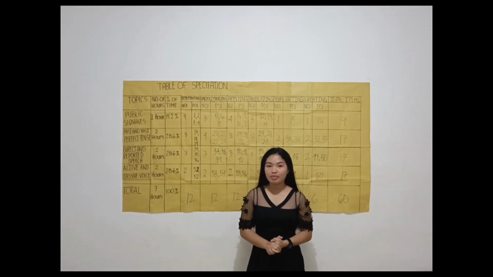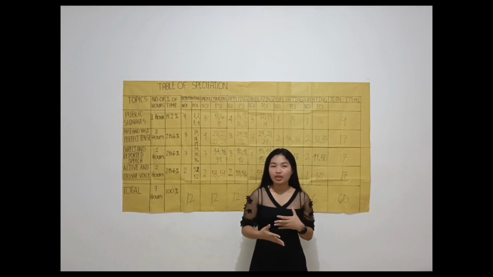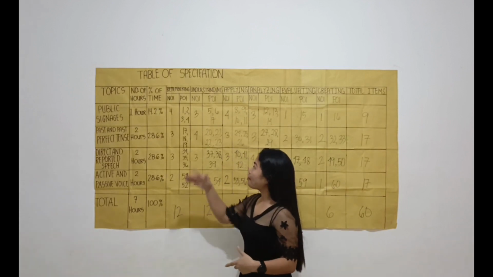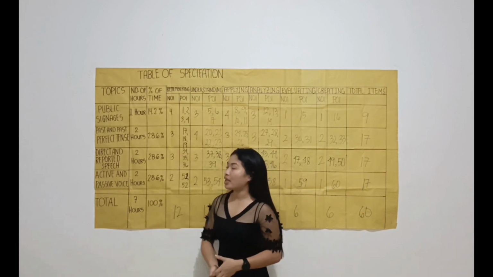Since the total items of our examination will be 60 items, to know how many items we were going to get for each topic, what we did was multiply the percentage of time in each topic by the total number of items.